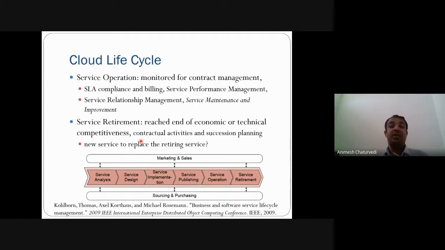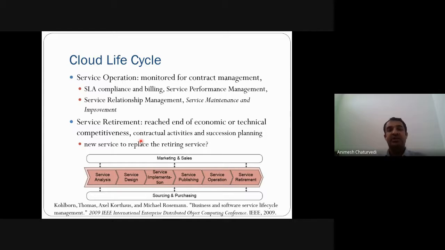Means there is a contract that you have to analyze, that monitoring you have to keep on doing. Means development has been done, deployment has been done, now your clients are using your service, and you have to do the analysis of SLA compliance, billing, how you are going to do the performance analysis. So all these things you have to do in the service operations.